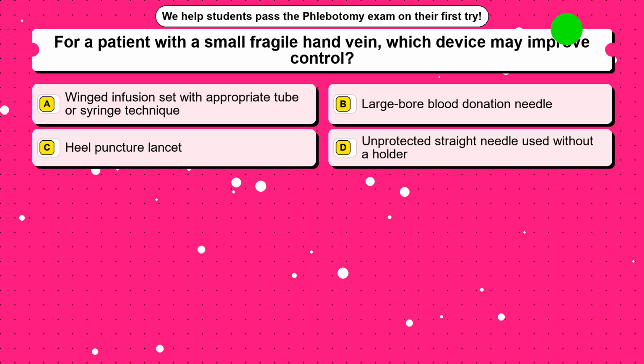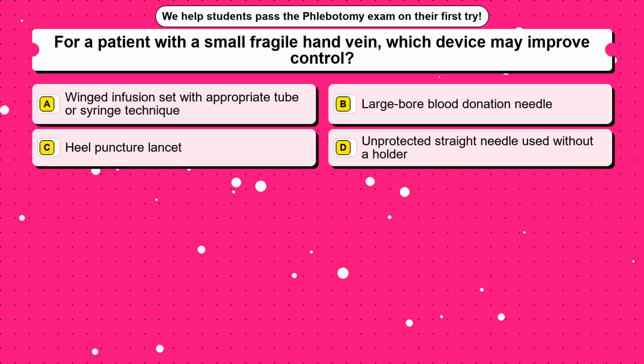Question 33. For a patient with a small fragile hand vein, which device may improve control? Option A, winged infusion set with appropriate tube or syringe technique. Option B, large bore blood donation needle. Option C, heel puncture lancet. Option D, unprotected straight needle used without a holder.